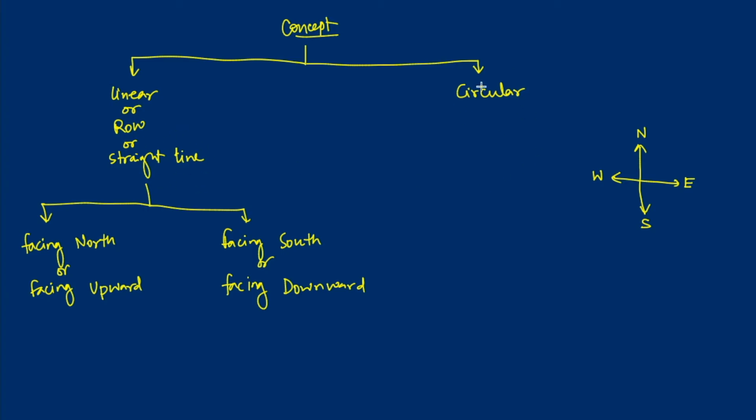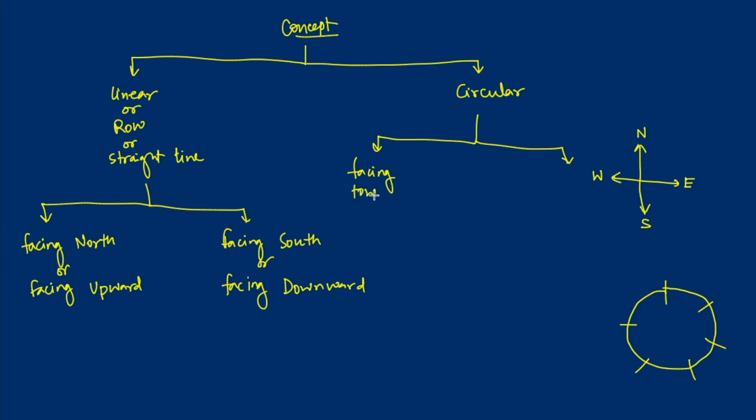Talking about circular seating, as the name itself suggests, they will be sitting at a circular table. Let's say these lines are the positions of the people sitting on the circle. There could again be two types of possibilities here. One is when they will be facing towards the center, that means all these people are facing towards the center of the table. The second condition is when they are facing away from the center.